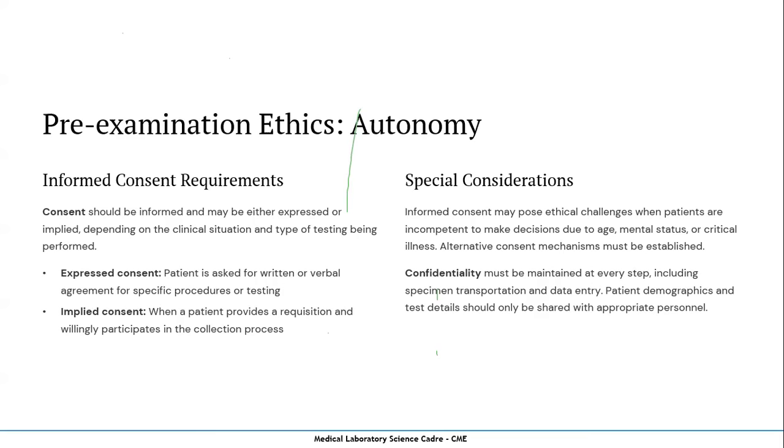And then special considerations: informed consent may pose ethical challenges when patients are incompetent to make decisions due to their age, mental status, or critical illness. Hence, alternative consent mechanisms may be established. In the case of age, a 5-year-old cannot really consent, but their guardian or parent will always be there to consent on their behalf.